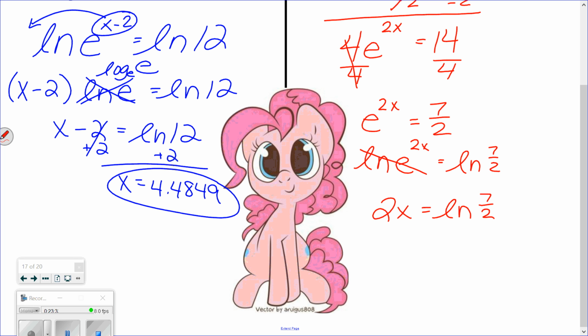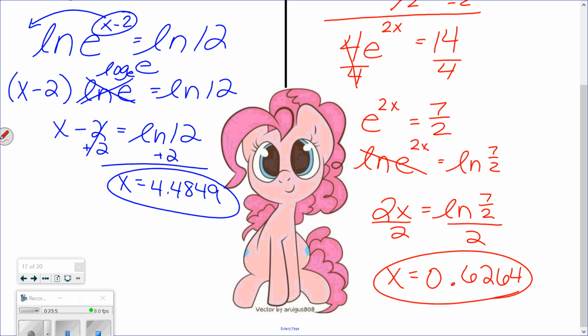How do I get x by itself? Divide by 2. So what is the natural log of 7/2, close parenthesis, divided by 2? 0.6264. Good, good, good.